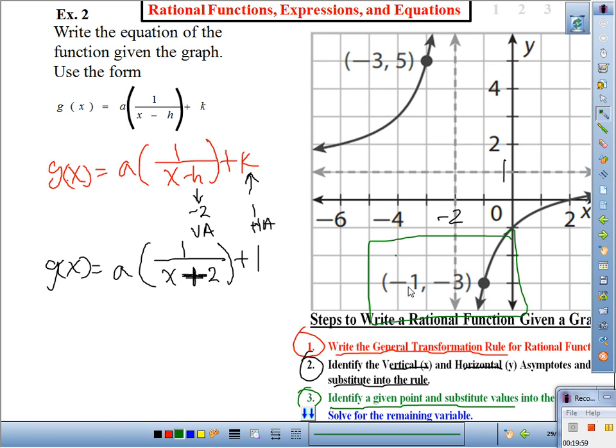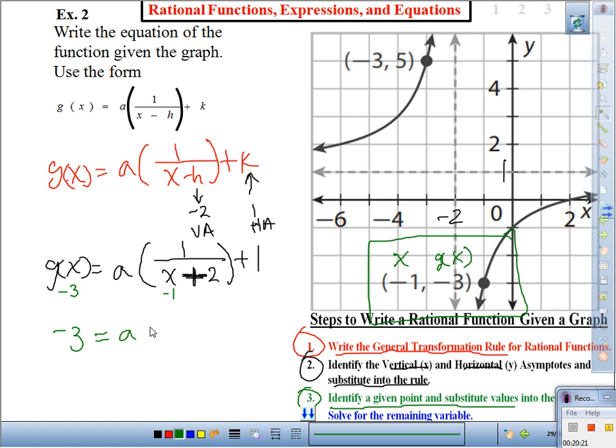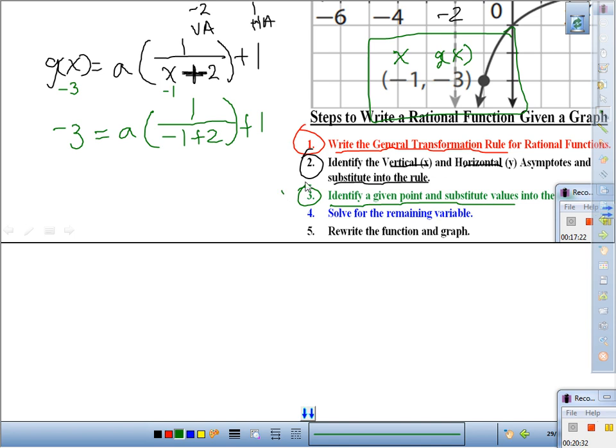Instead of x, negative 1, we know this is x. It goes right here, right there. And this one is g of x, because we're not using y. We're using what? G of x. It goes right there. So let me rewrite it using those values. Negative 3 equals a, parentheses, 1 over negative 1 plus 2, plus 1. Step 3 is done.